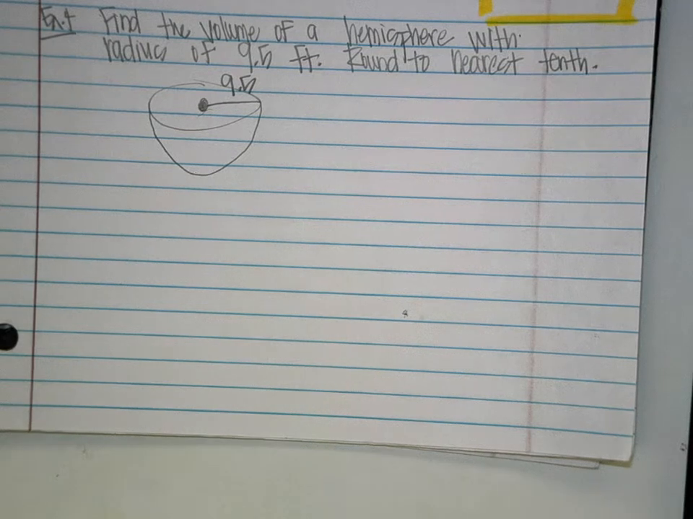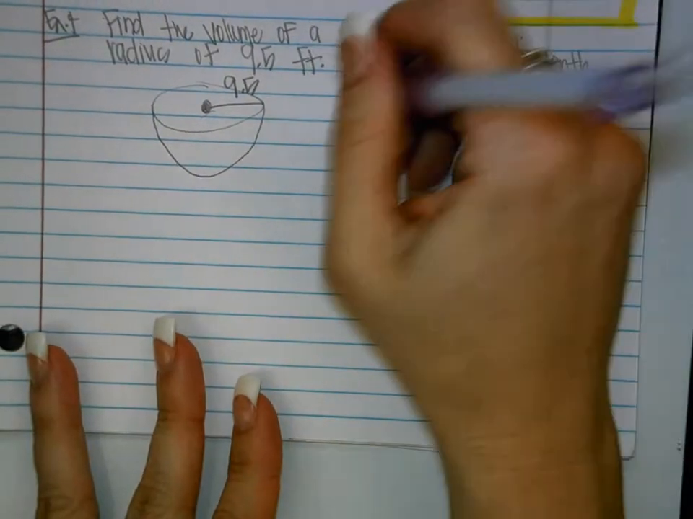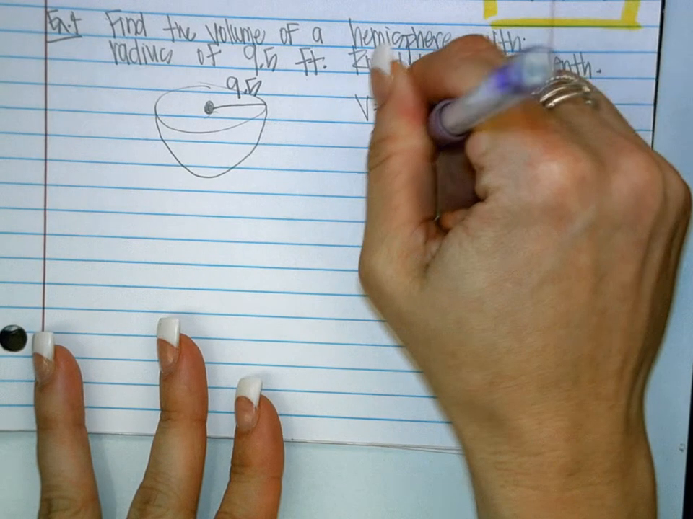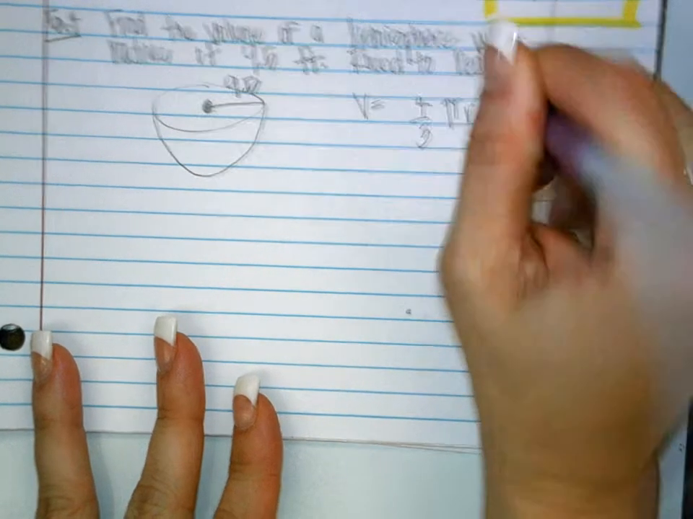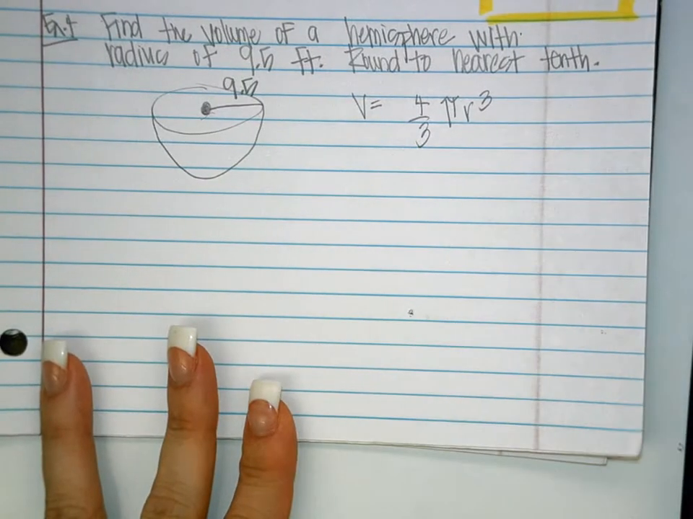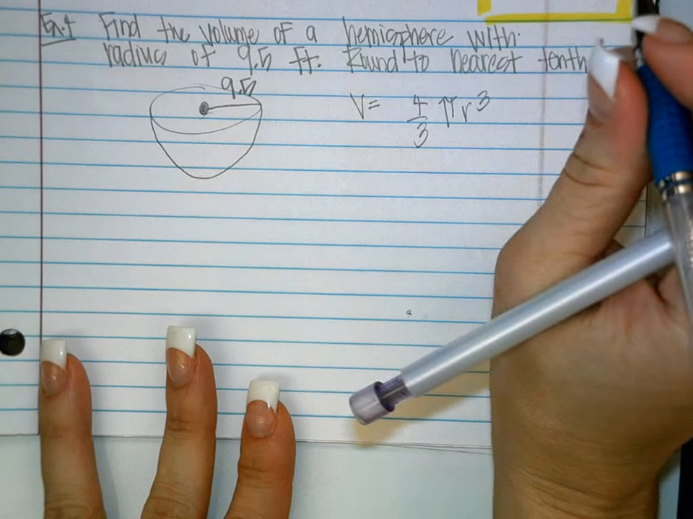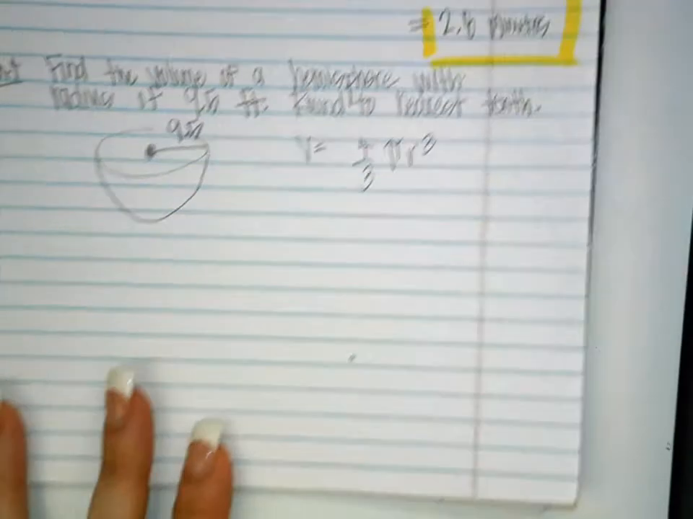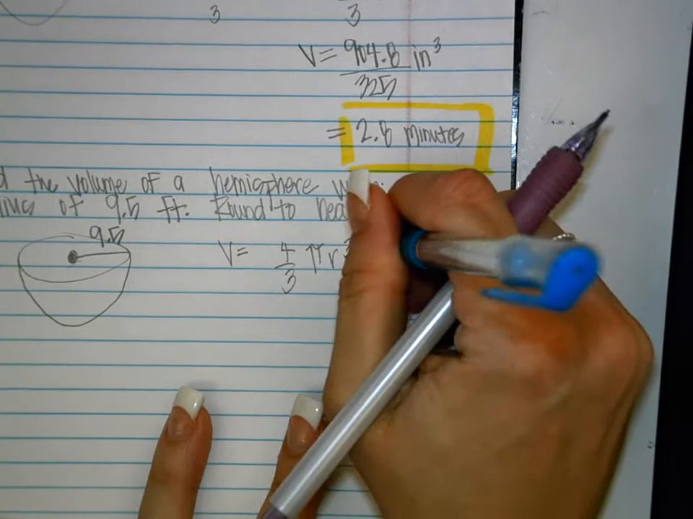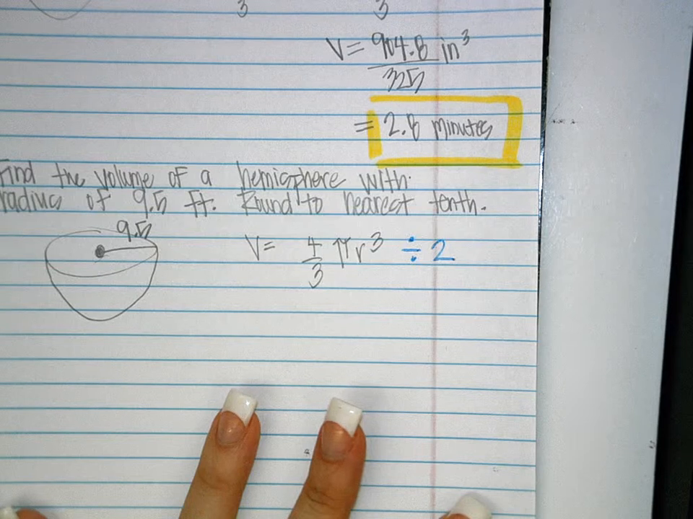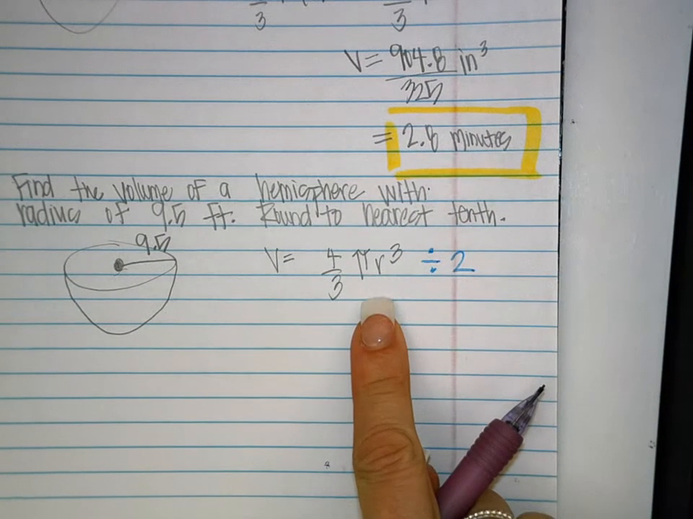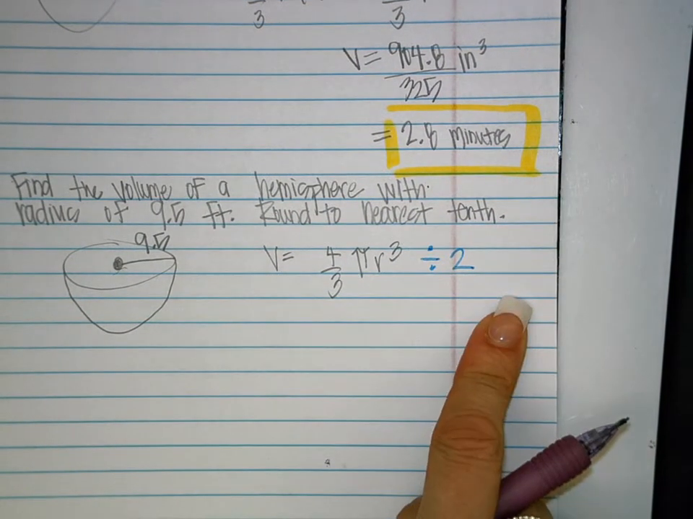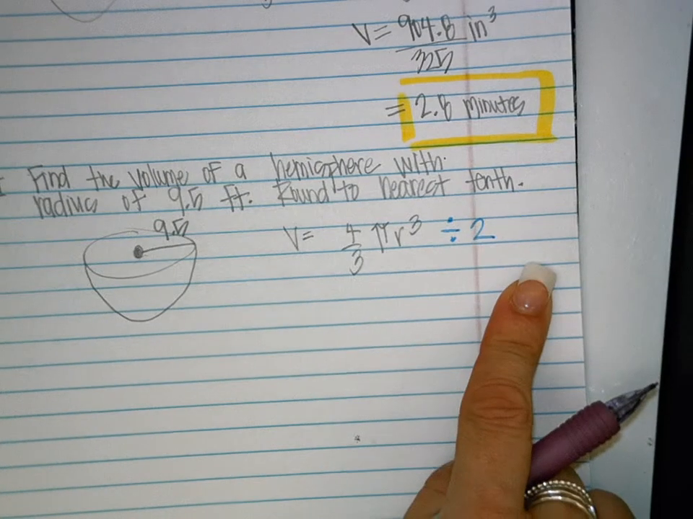Okay, so let's find the volume of this hemisphere. We know the volume of a whole sphere is 4/3 pi r cubed. If I want to find half of that, what would you do? Divide by 2, or multiply by 1/2. So we're going to do this whole thing divided by 2. You're going to use the exact same formula. You just have to remember to divide by 2 at the end. I'm not even going to make you do a different formula.